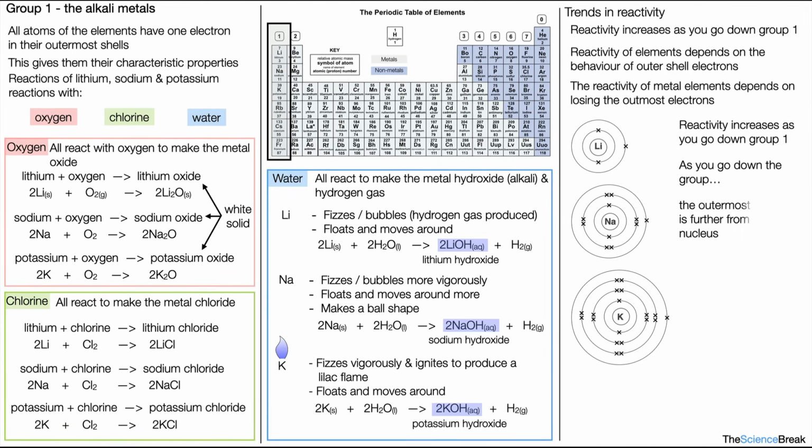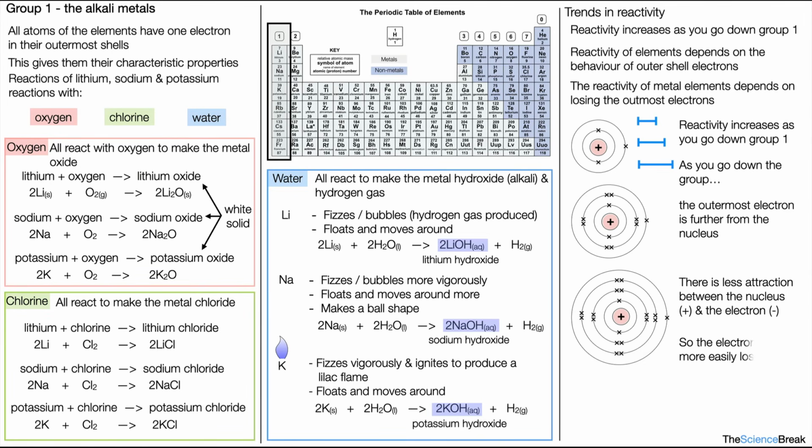As you go down the group, the outermost electron is further from the nucleus. You can see this by the measurements I've made there. If you look at those three distances, you can see that the distance increases as you go down the group. If the outermost electron is further away from the nucleus, then there is less attraction between the positive nucleus and the electron which is negative. So we can add our positive charges in the nucleus. And we can see that because the distance between the nucleus and the outermost electron is longer, there is less attraction. The electron is lost more easily.